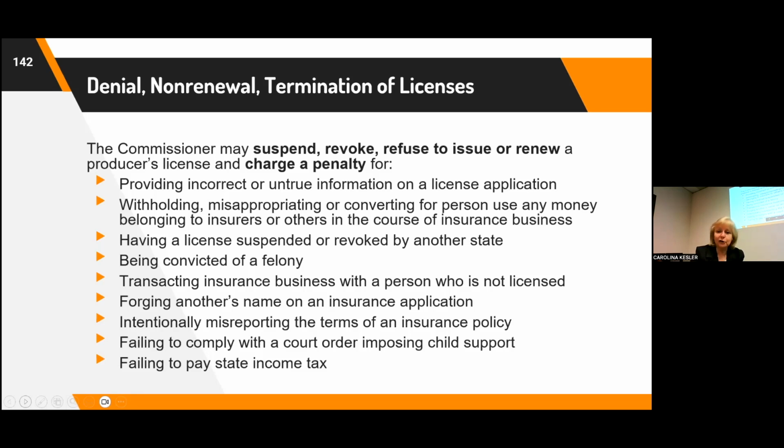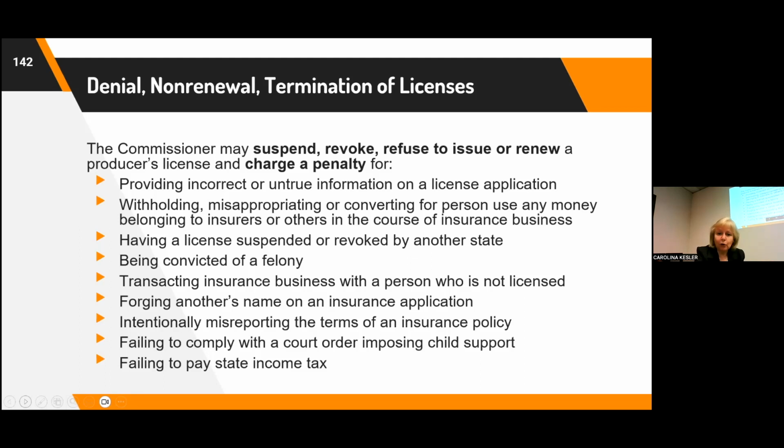Intentionally misrepresenting the terms of an insurance policy. We don't have to lie. We have good stuff, right? And we don't have to talk bad about the other companies. Like I said, I just show them the policy. You know, can you read this and tell me how you best understand it? You're not telling them anything, right? That keeps you out of trouble.